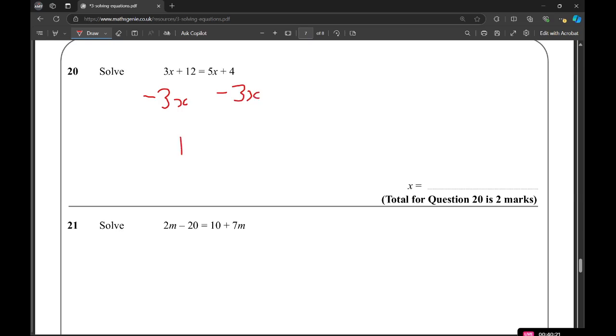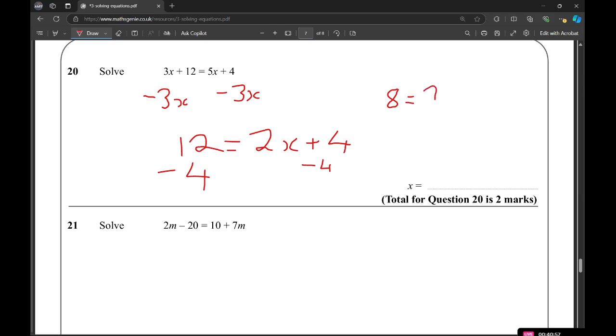When I do this, I get 12 is equal to 5x minus 3x, which is 2x. So 2x plus 4. I'm then going to subtract 4 on both sides. 12 minus 4 equals 8. So 8 is equal to 2x.